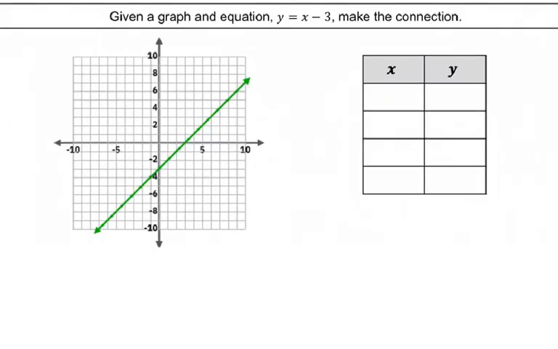Now, this is the connection that we really want to draw. Now we have a graph, we have an equation that has x's and y's, and we have a table. If we look at the equation, we can find different combinations of x and y that make this true. So the first thing I want you to do is think about this equation and think about a combination, a value for x, a value for y, that when you substitute it in makes it true. And I want you to fill in some of those on the table.